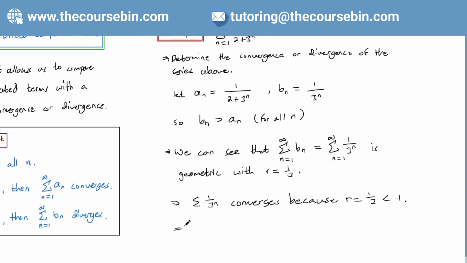So this is how we make our conclusion. We'll say since the sum of b sub n converges, the sum of a sub n, which equals the sum of 1/(2 + 3^n), also converges. Right, so it converges by comparison.